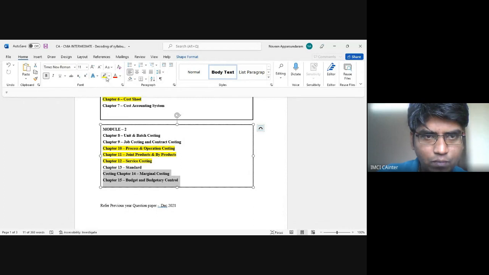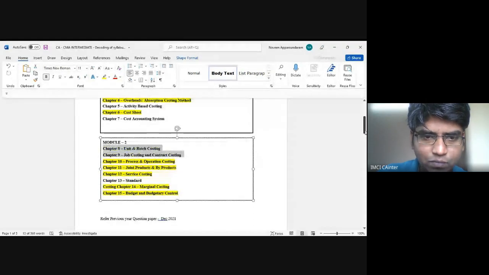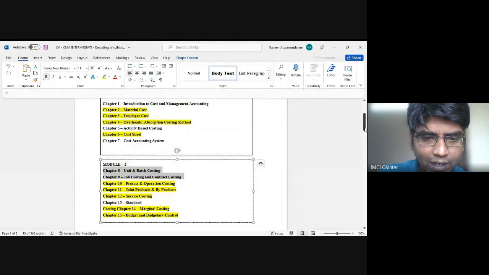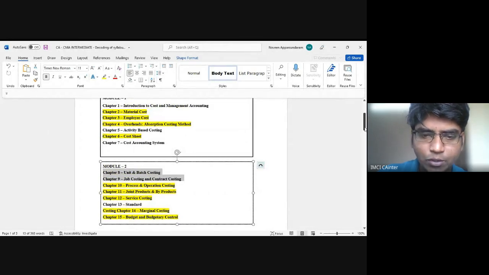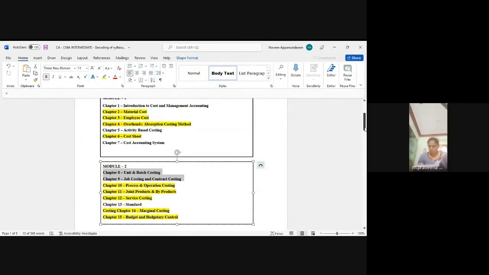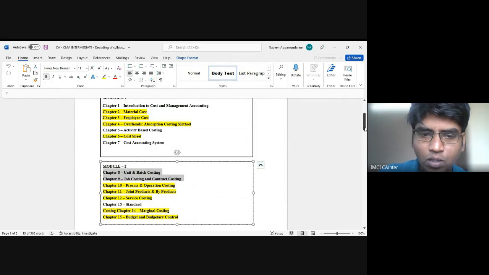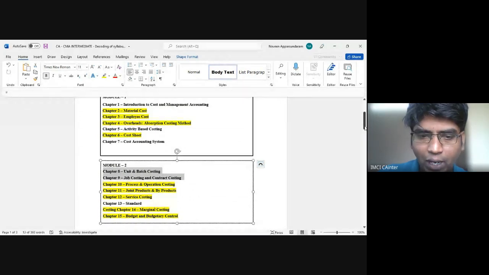Even this can be covered by you, or I can do an extensive working for chapters number 8 and 9. So unit, batch costing, and job and contract costing are the areas where we can work out. But sums have to be practiced in this area. I have marked a couple of chapters. This can be a cluster.